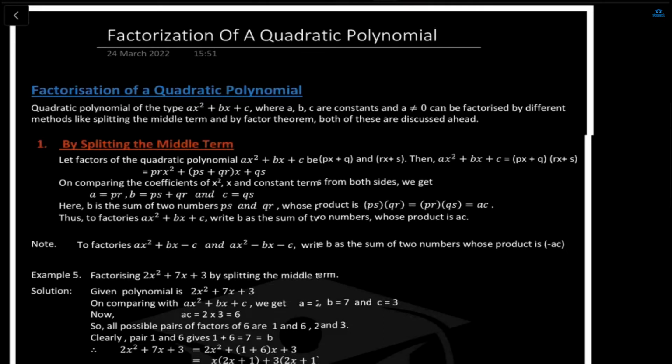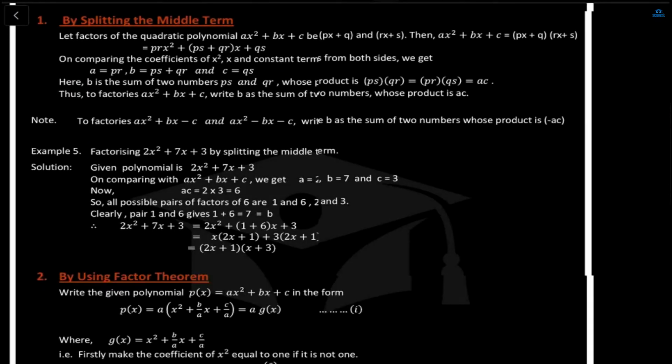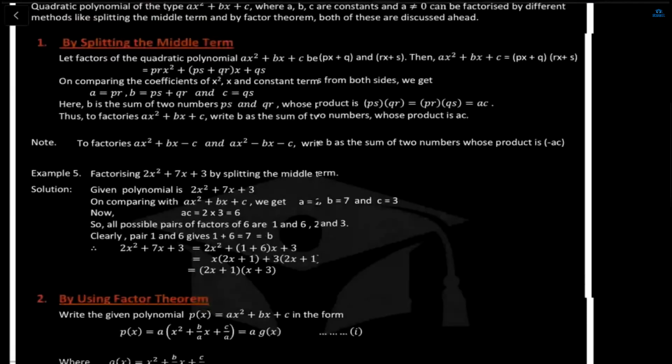Now, how to factorize a quadratic polynomial? There are two methods we can use. One is by splitting the middle term. I have already taught you how to split the middle term, and I will explain it again. The other is by using the factor theorem. Let's see how we can use splitting the middle term to factorize.